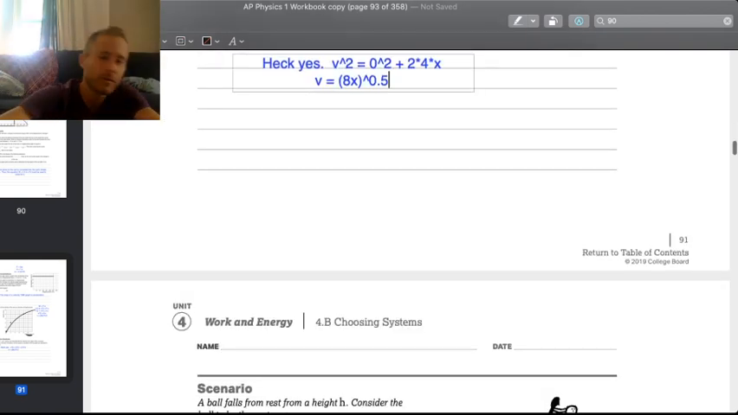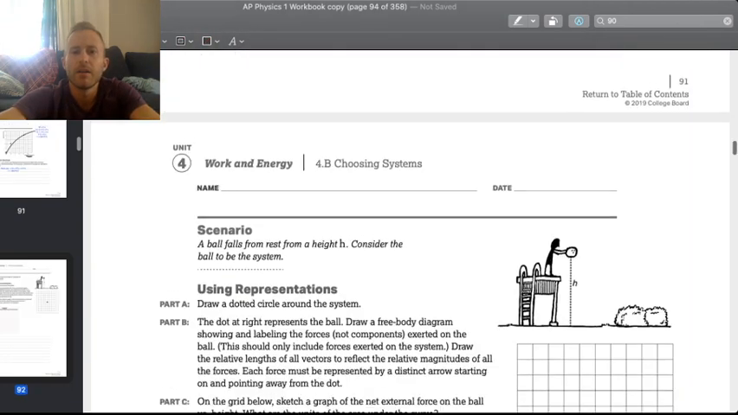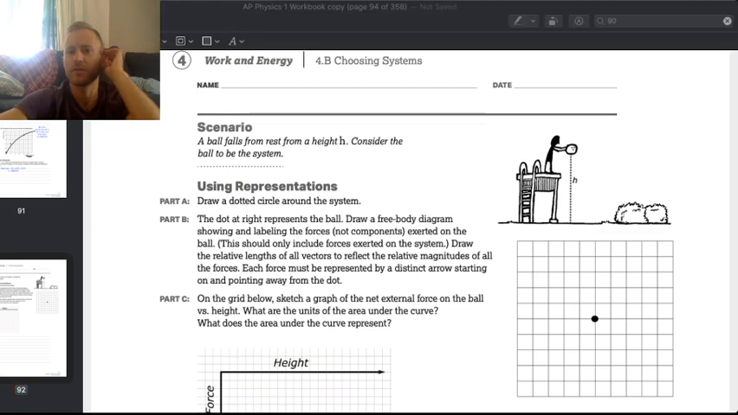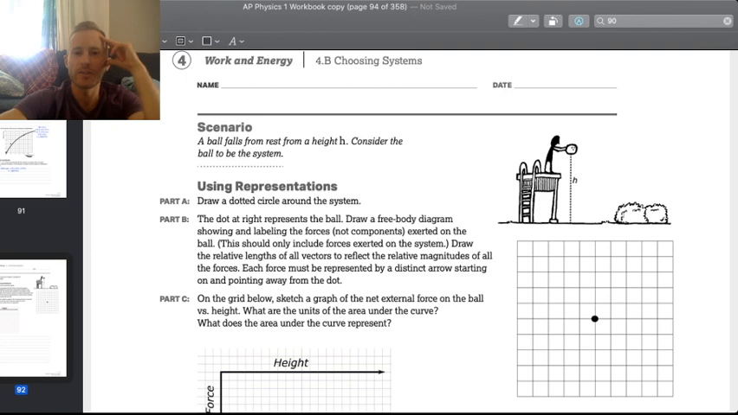So we aced it. Okay, we got a new scenario. Let me see if I have any questions. No questions. A ball falls from rest from a height h. Consider the ball to be the system.